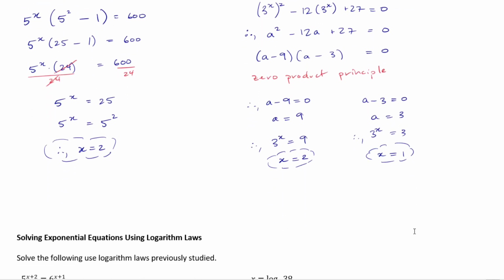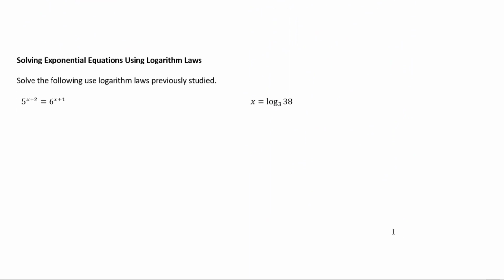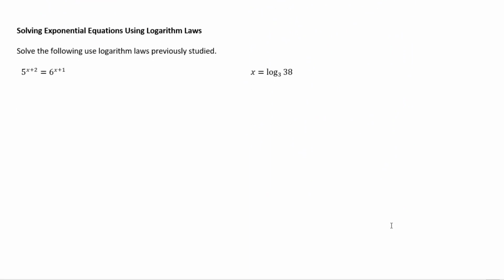Okay, looking at the next question right here. Again, we are definitely going to have to take advantage of our logarithm laws to solve this question. 5 to the power of x plus 2 is equal to 6 to the power of x plus 1. So I'm going to bring in my logarithm laws, and we can see which ones we could use here.